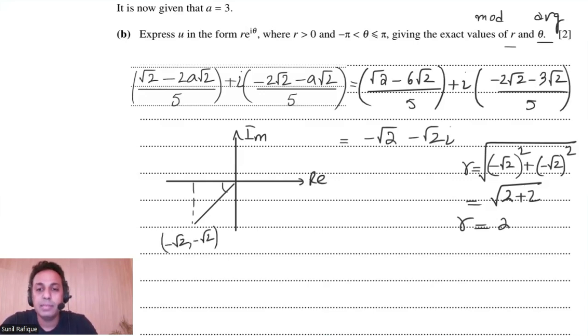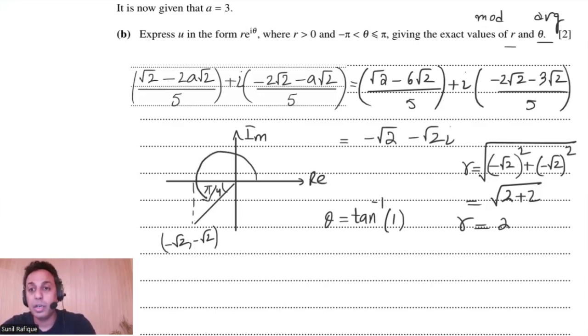So the answer over here is going to be theta will be the tan inverse of 1. So that's pi over 4. But I need to give my answer in the... So look at this. Since theta is between negative pi and pi, I cannot go this way, though it is a correct answer, but according to the given domain, it will be incorrect. So I need to go clockwise.